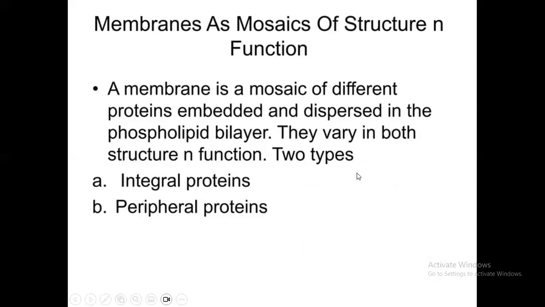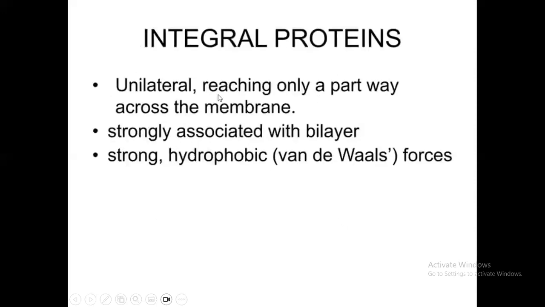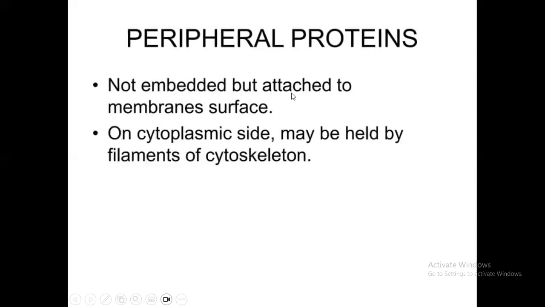The two different types of proteins present in the membrane, as we just saw in the diagram, are the integral membrane proteins and the peripheral proteins. Integral proteins are those that are more strongly associated with the bilayer, through hydrophobic and van der Waals forces, and they can also be called transmembrane proteins. Peripheral proteins are not embedded, but are attached to the surface of the membranes. On the cytoplasmic side, they may be held by filaments of the cytoskeleton.